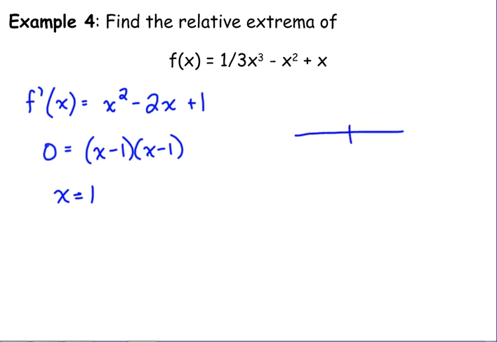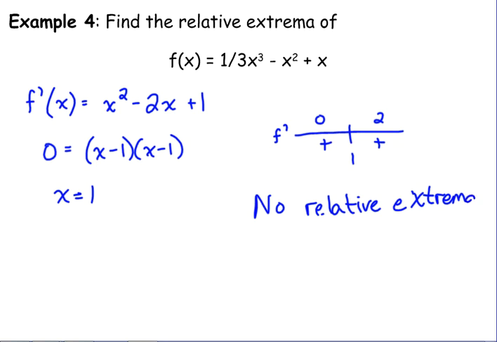Let's see if we've got any change. I'm going to test 0 and 2. Remember, I'm plugging this into the derivative. Okay, this is at f prime. So when we plug in 0, we get 0 minus 0 plus 1. So that's positive. When we plug in 2, 2 squared is 4. Minus 2 times 2 is 4. 4 minus 4 is 0. Plus 1 is positive. So we have no sign change. Okay, so that's a critical number, but there's no sign change. So that means no relative extrema for this one.